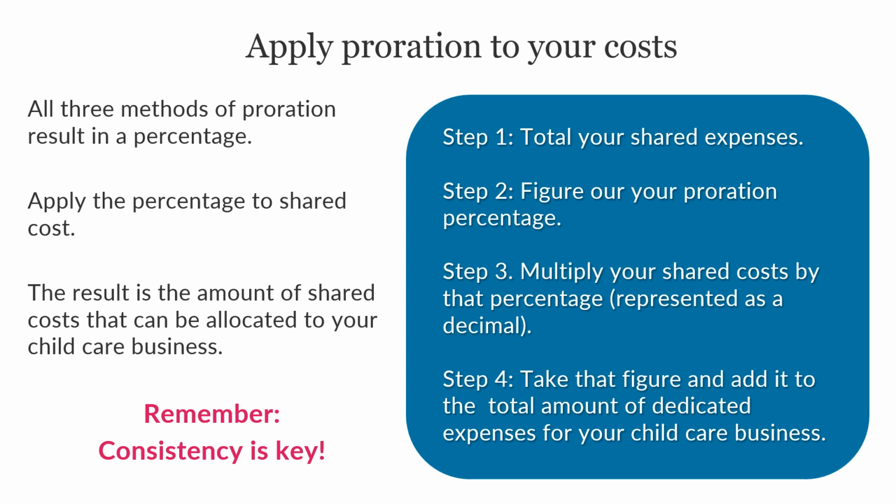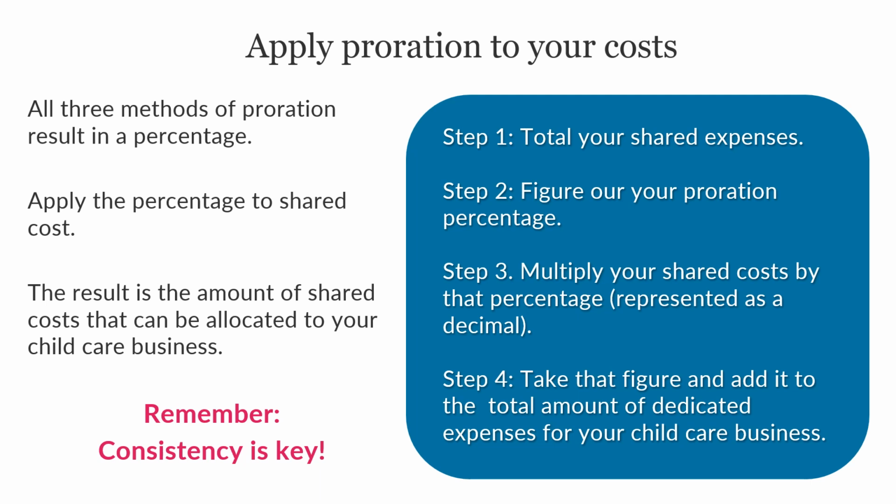If it is a shared expense, take the percentage that you calculated using your method of proration and enter it here. In this example, we are using 15.7%. Next, divide the percentage by 100 to turn it into a decimal, and then multiply that decimal by the shared expense amount. 15.7 divided by 100 equals 0.157. $2,000 times 0.157 equals $314.